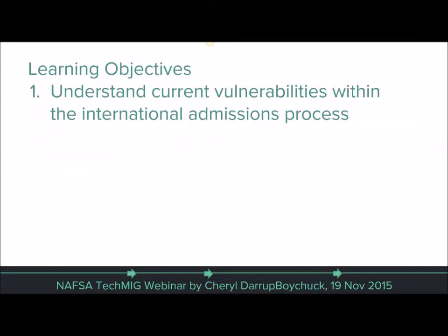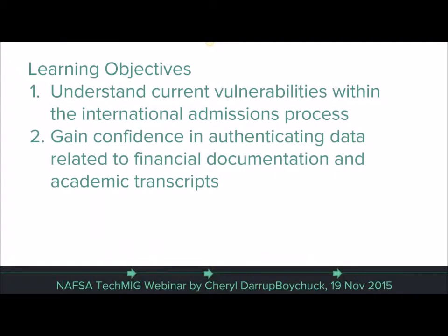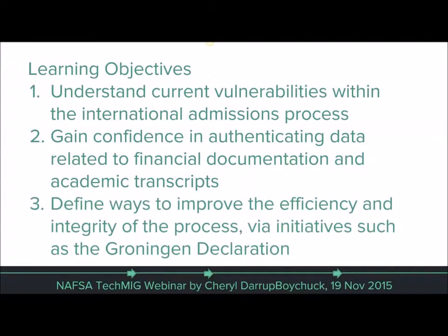To quickly review our learning objectives, I'll first help frame the current campus environment with some examples of vulnerabilities in the process. And then we'll focus on solutions for the majority of the session, so you can eventually gain confidence in authenticating data. We'll also offer a glimpse into this future of digital student data portability, which is really driven by a generation empowered by the opportunity to actively control their online footprint. That's where I'll elaborate a bit more on the Groningen Declaration.